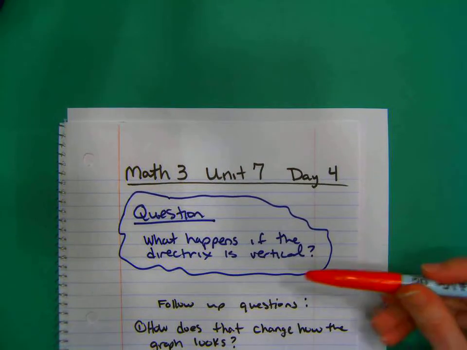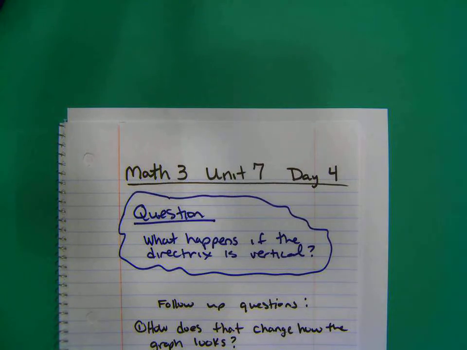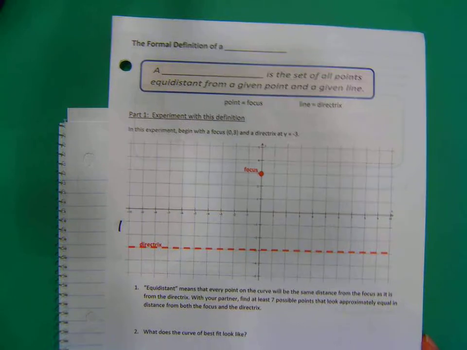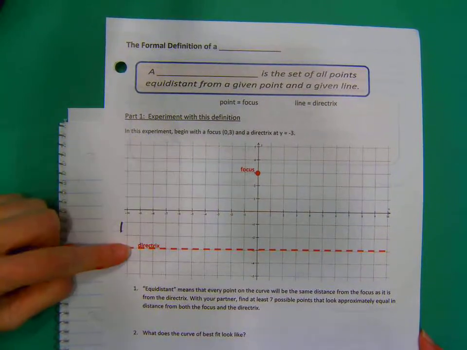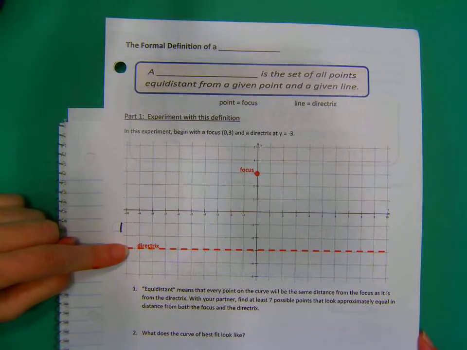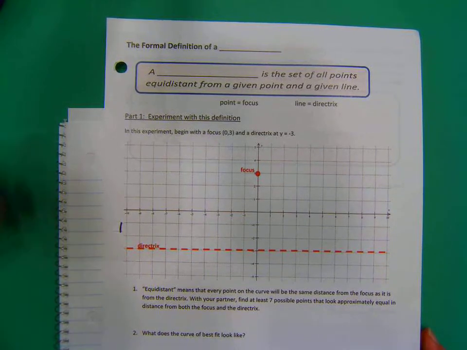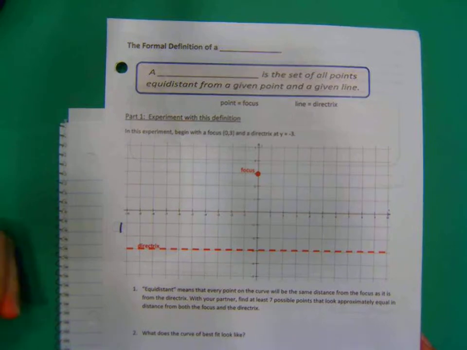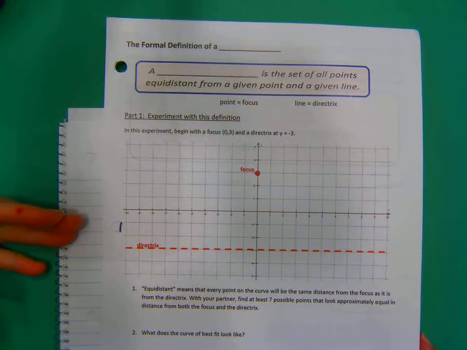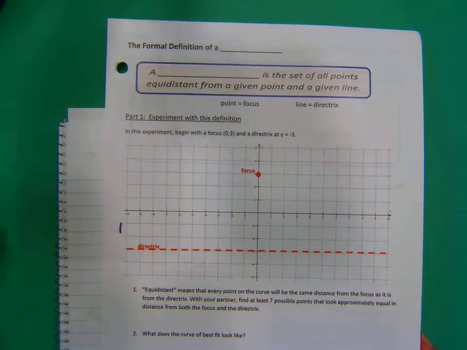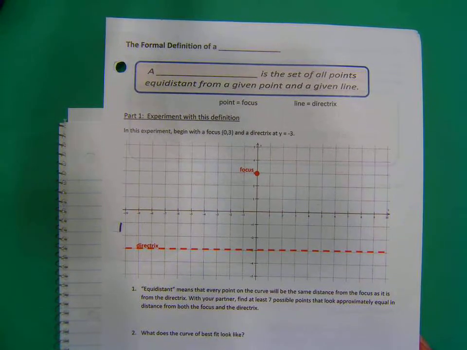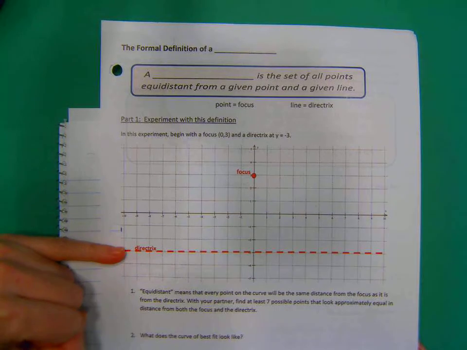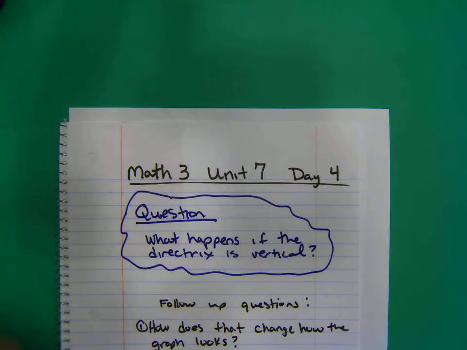Get them to wonder. Yesterday we went through that whole big long experimenting with if we had a given point and a given line and we wanted to try to find all the points that were equidistant from those two, what shape would that make? And they figured out after some time that that would be a parabola, and they found the general equation of that parabola if the vertex was at 0, 0. And all of the directrixes that we gave them were horizontal lines. So the question then is, what happens if it's a vertical line?